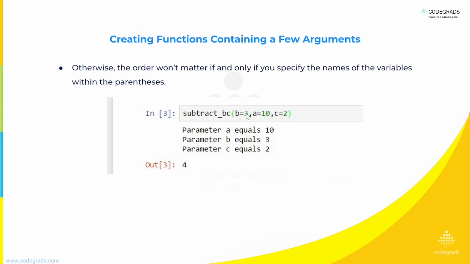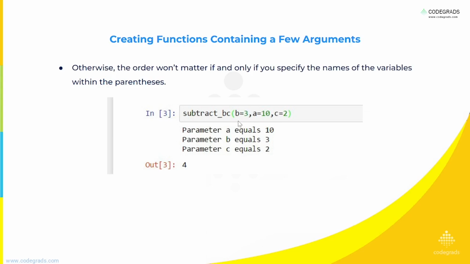Whenever I pass the first value here without specifying the variable or the input parameter, it will naturally be seen as the a value, because while defining the function we mentioned a, comma, b, comma, c. So whatever is the first value will be considered as a. And if you want to change the order, then we need to specify the variables or the input parameters also.